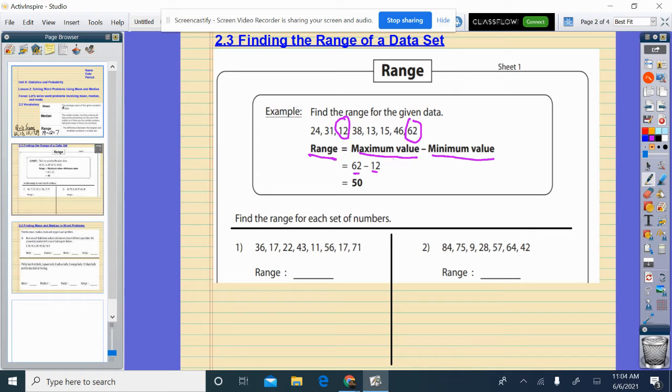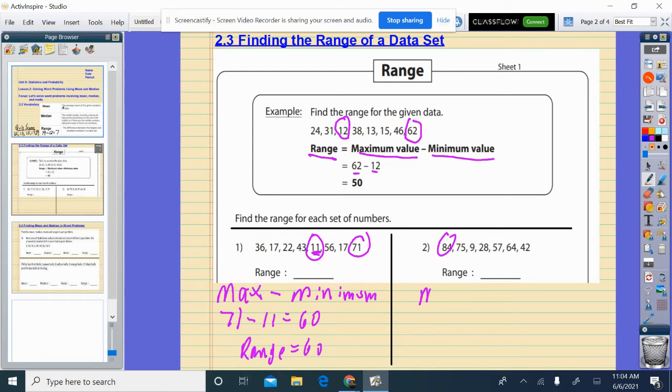So here's a couple examples of how to find range. Let's find the maximum value. I'm going to go max value minus minimum value. In this data set, this is the minimum, and the maximum looks like 71. So 11 and 71. 71 minus 11 would equal 60. So the range equals 60. And let's look at number 2 here. We got 84, looks like it's the maximum.